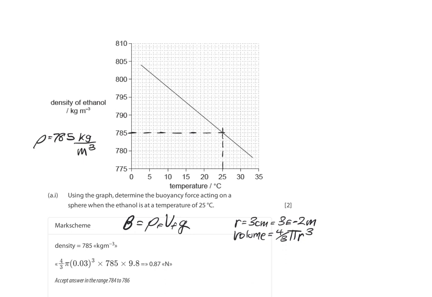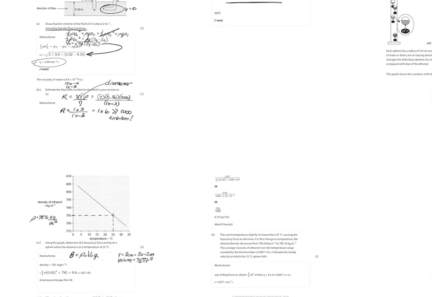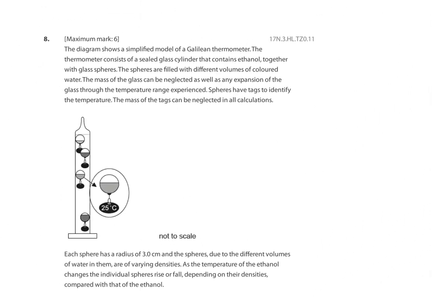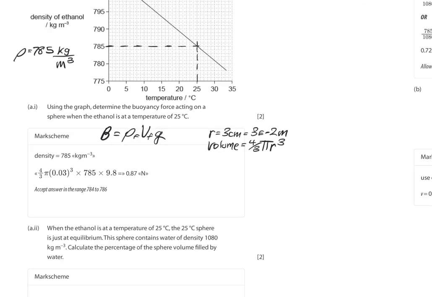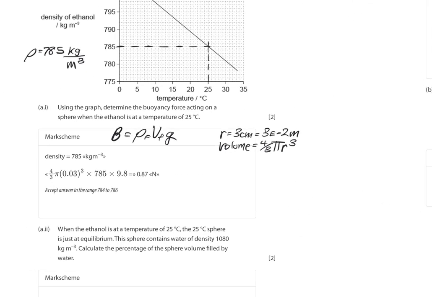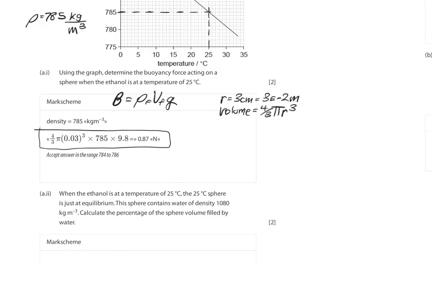It said the radius of the spheres was 3 centimeters, I think. Yes, 3 centimeters. And so we have that volume, and we multiply it times the density of the ethanol at 25 degrees Celsius, which is 785 kilograms per cubic meter, times g, and we wind up with 0.87 newtons for a buoyant force. I don't need to rewrite it. It is right here in the mark scheme, but that's how they got it.